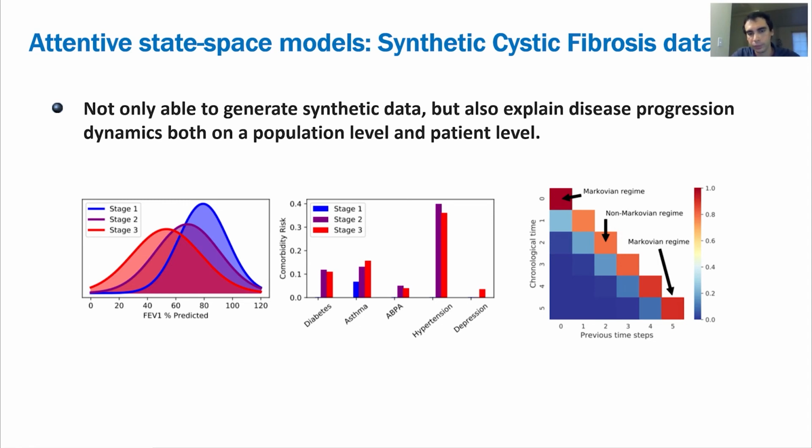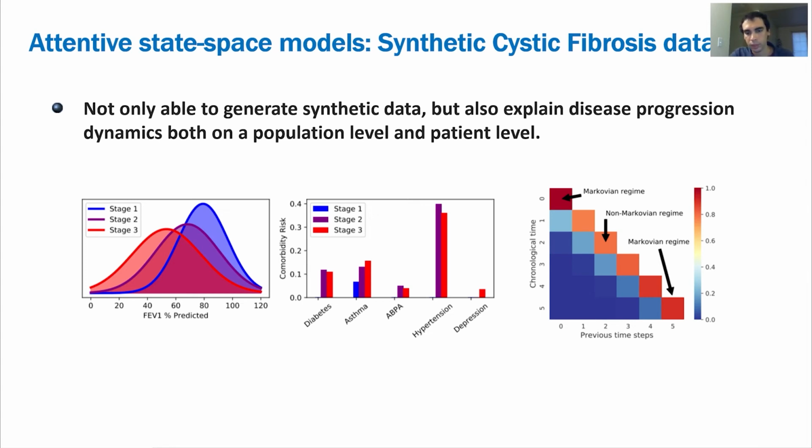So for instance, here we are generating synthetic data for cystic fibrosis patients. That's a respiratory disease. And what these figures say is that for each hidden state in the latent representation that the model is learning, not only are we generating synthetic data that looks realistic, we are also seeing the hidden states of the patients and learning the distribution of biomarkers at each state. So for instance, the FEV1 percentage predicted is a measure of lung function. So for different hidden states, we have different levels of lung function. We have different levels for the prevalence of different comorbidities. And also the transition probabilities are changing over time.